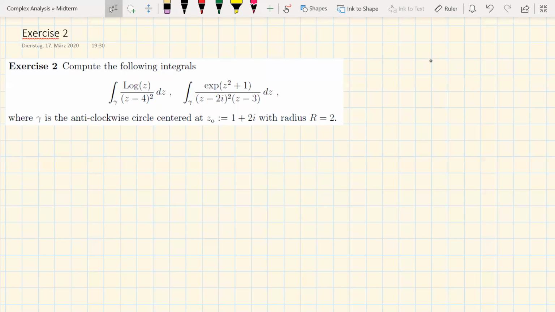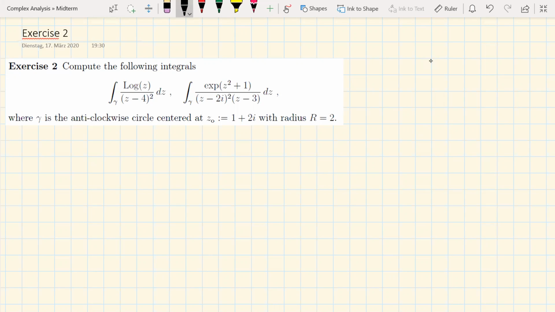So let's solve the second exercise. We have to compute two integrals over the curve gamma. So let's first see what the curve gamma is. It's the anti-clockwise circle centered at the point 1 plus 2i with radius 2.